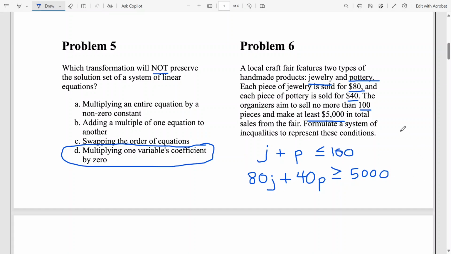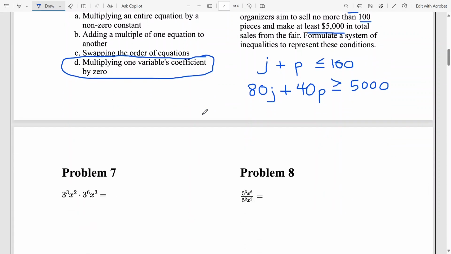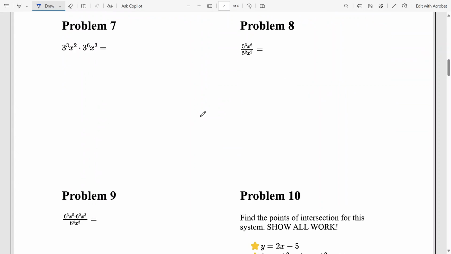All right, and that's our system of inequalities for problem 6. Problem 7, we've got 3 cubed x squared times 3 to the 6th x cubed. If we want to simplify this, we're going to do 3 cubed times 3 to the 6th. It's the same base, so it's going to be 3 to the 9th. And then x squared times x cubed, which is x to the 5th.